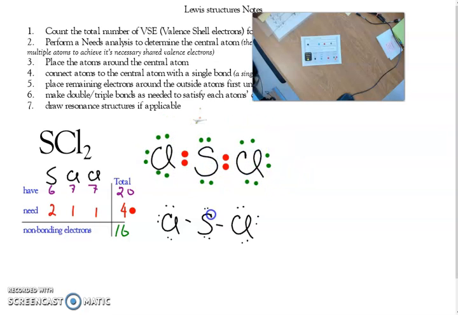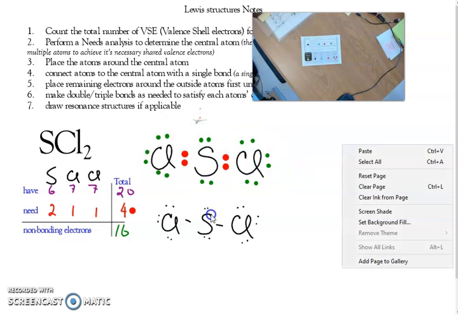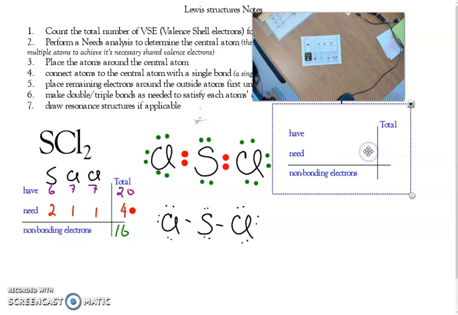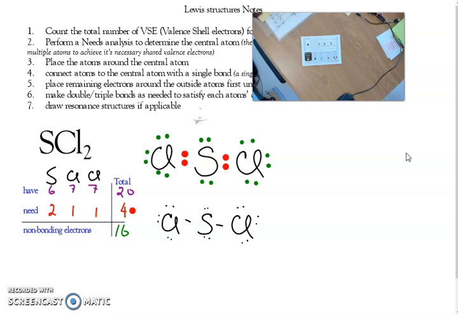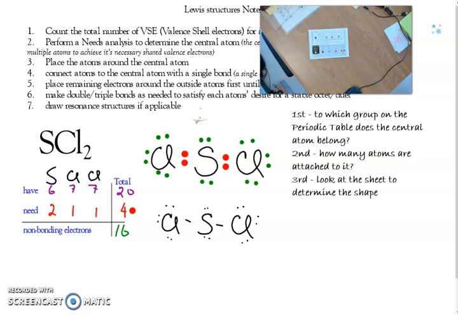There we go. All right, so now we need to figure out what's the central atom. The central atom is going to determine the shape. So you have to first determine to which group on the periodic table the central atom belongs. Well, the central atom is sulfur. Sulfur is the central atom right here, okay? Sulfur is in group 16. And then you say, okay, group 16, how many things are attached to this group 16 element? Well, in this one there are 2.